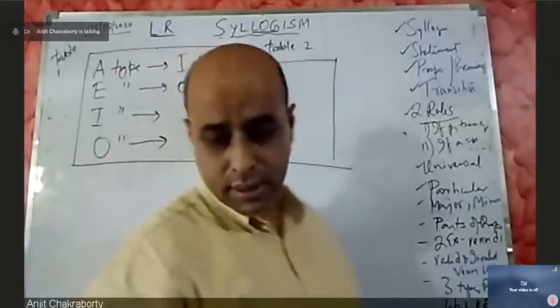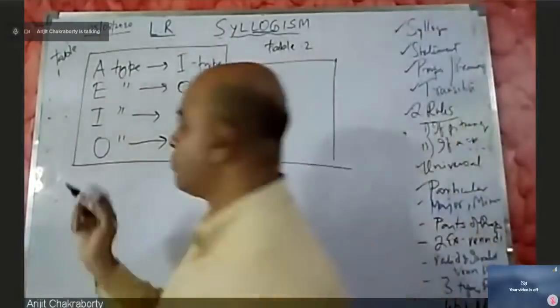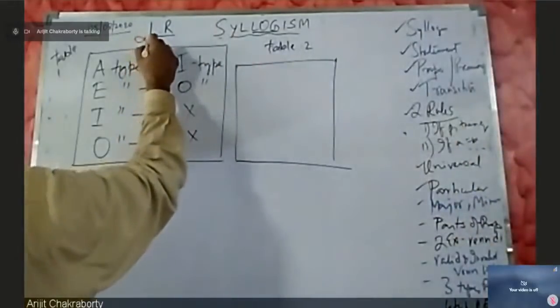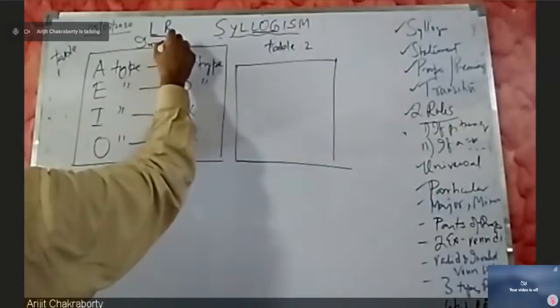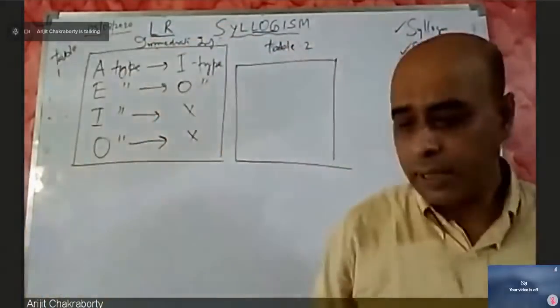Table 2 is like this. Direct conversion. So this was for inference. Immediate inference. Now for conversion.